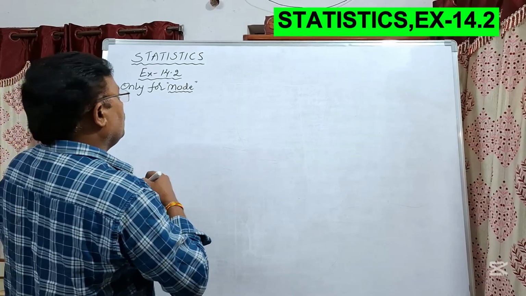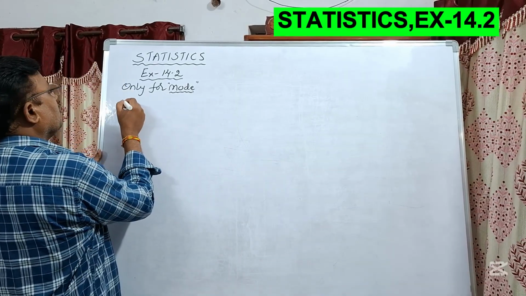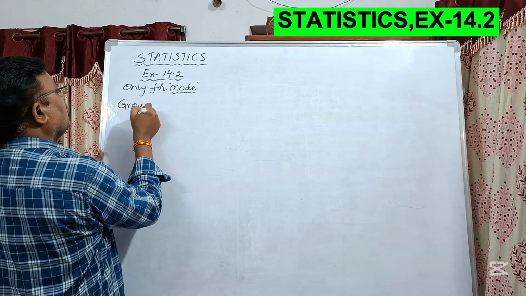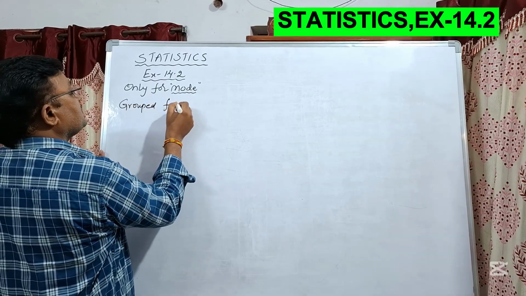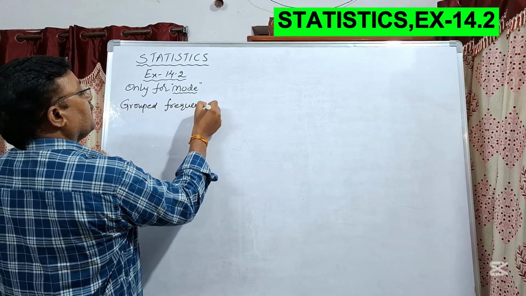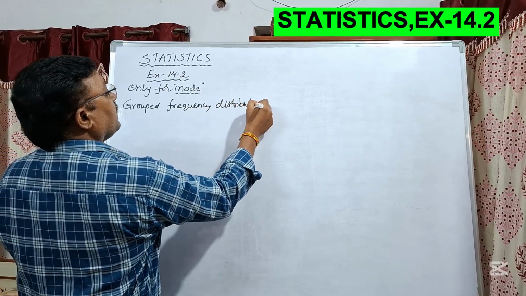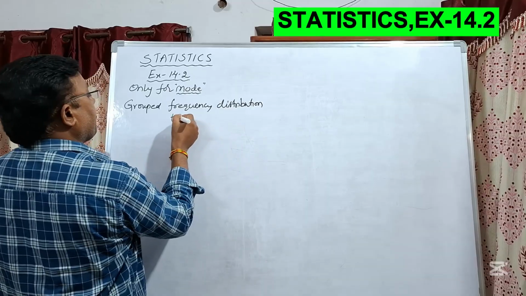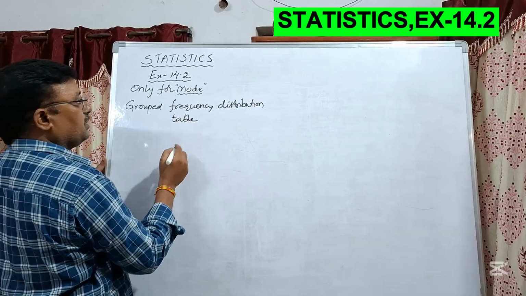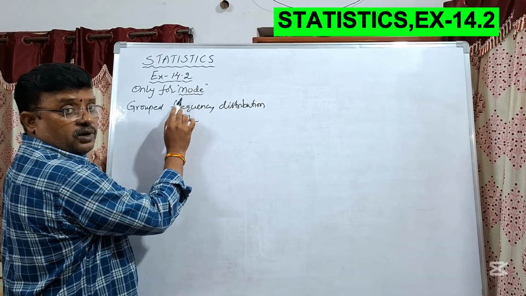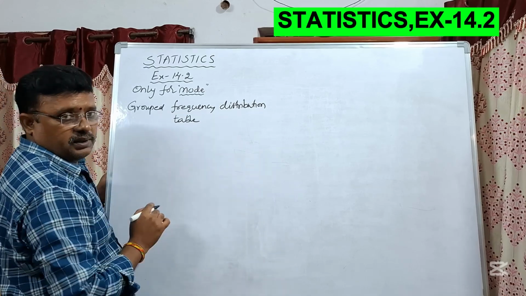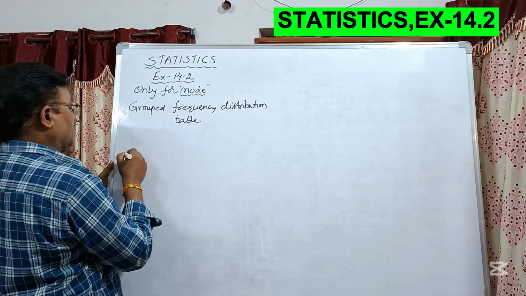So, mode of grouped frequency distribution table. Now we are going to find the mode of the grouped frequency distribution table. Okay, what is the formula for that?